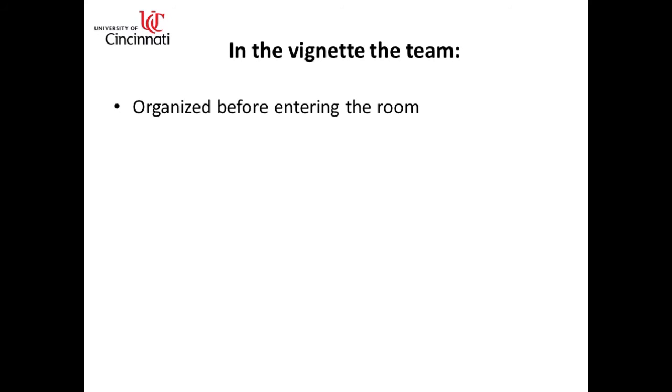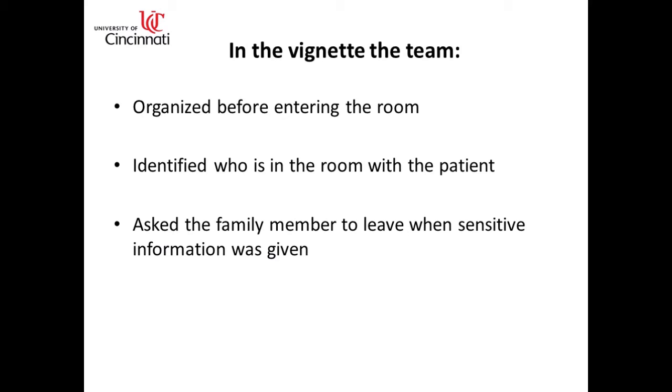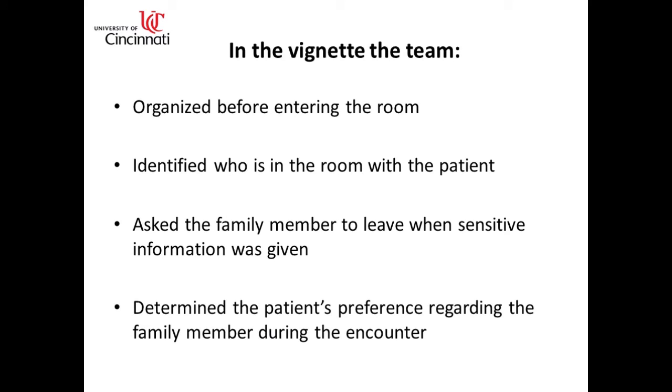In the vignette, the team organized before entering the room. The attending physician asked who was in that room, and Dr. Blue found out. He then identified who was in the room with the patient and asked that family member to leave when sensitive information was given. This is sometimes appropriate, especially if the doctor and the patient have decided ahead of time what information will be given and when. In this way, the physician has determined the patient's preference regarding the family member during the encounter.